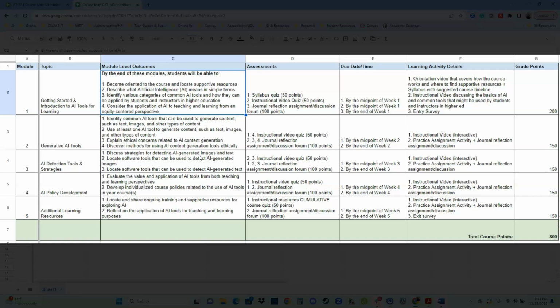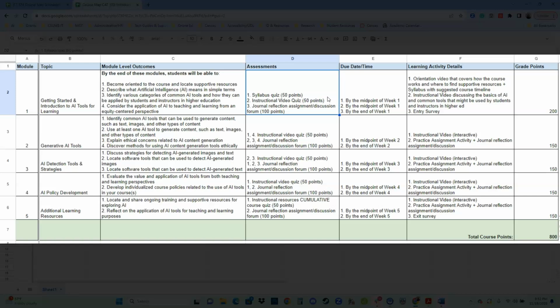Okay, I also need them to identify various categories of common AI tools and how they can be applied by students and instructors in higher education. And I want them to consider the application of AI to teaching and learning from an equity-centered perspective. Okay, these are the things that I need them to be able to do. How can I tell that they can do these things? Well, the first thing I'm going to do is I'm going to give them a quiz. Okay, I'm going to give them a syllabus quiz, because that syllabus quiz is going to test their ability to locate supportive resources in the course, right? So you see how that's aligned.